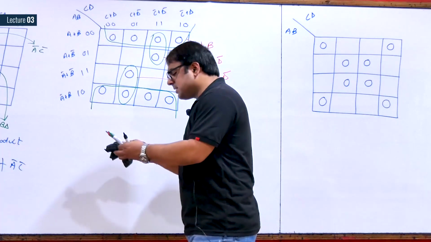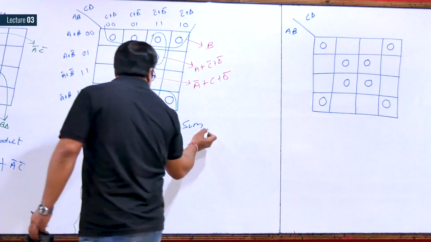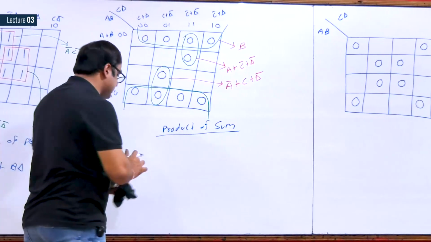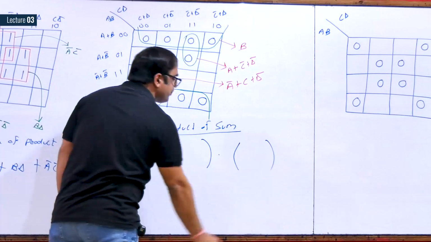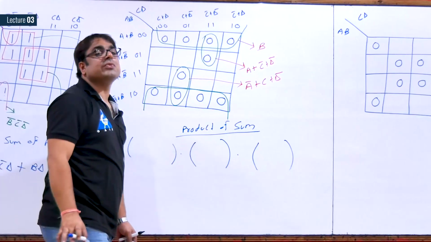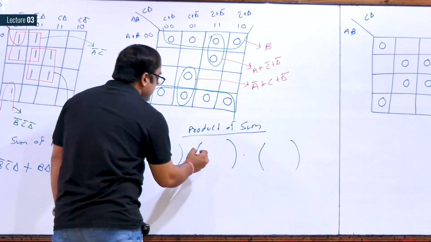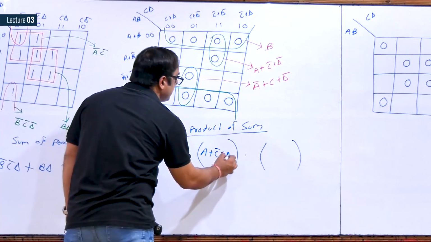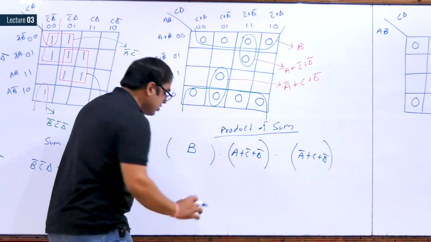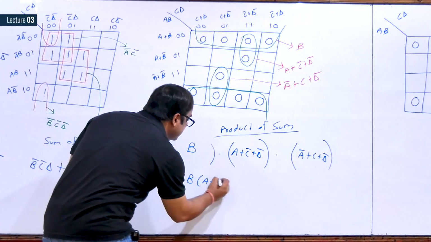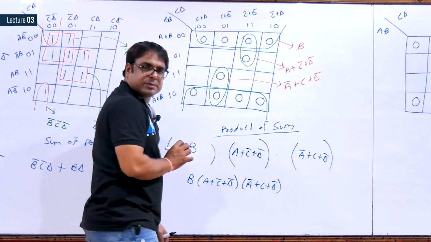So it is, please see here, product of sum, POS. Sum term dot sum term dot sum term. Multiplication of sum terms. So one term is B, another term is A plus C complement plus D complement, another term is A complement plus C plus D complement. So the answer is B dot A plus C complement plus D complement, A complement plus C plus D complement.